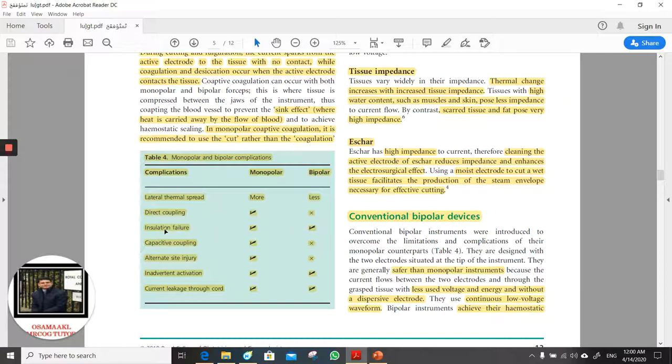But failure in insulation, you know that any electric instrument or metal instrument should be covered by plastic. If there is a defect in this plastic, it's a problem in the insulation, which can lead to transmission of electricity to an untargeted site.